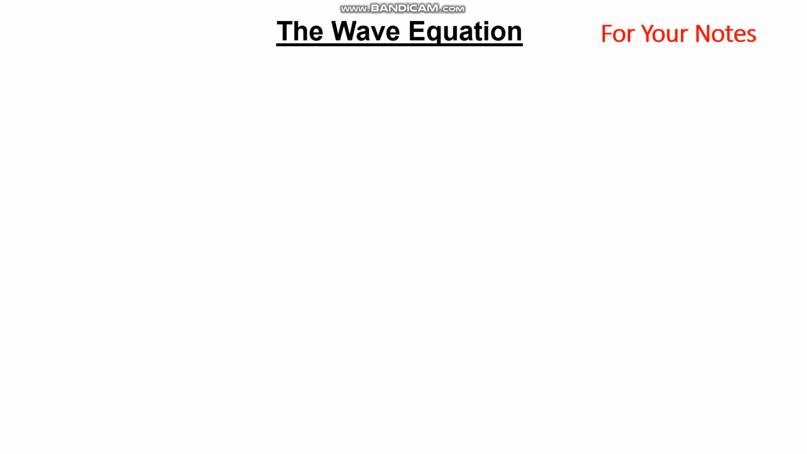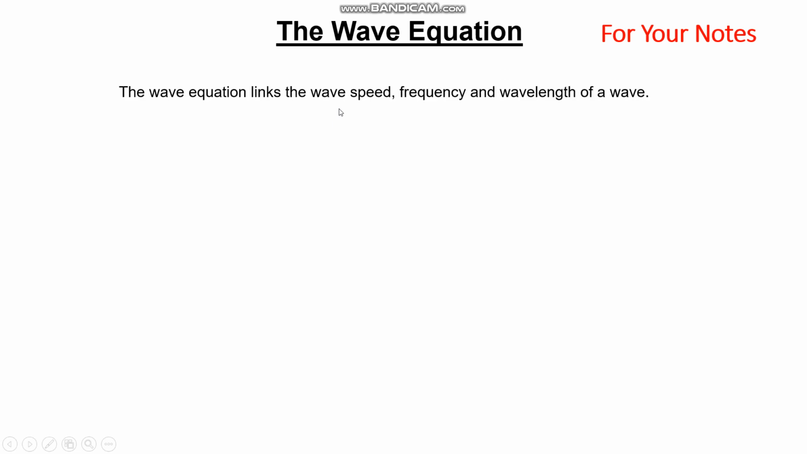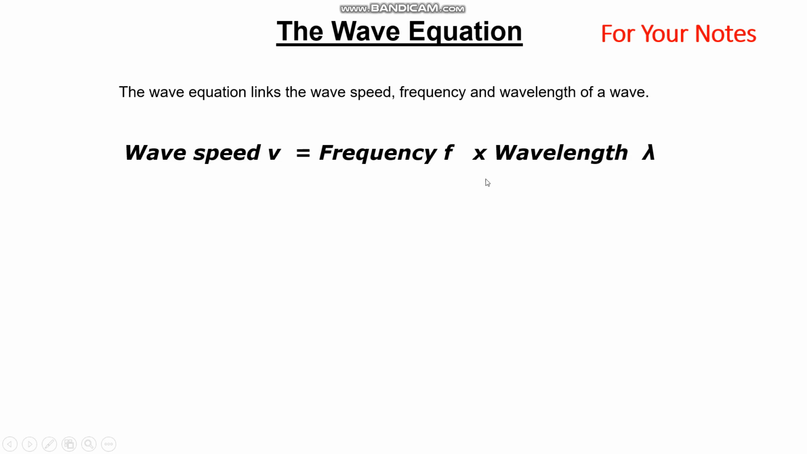Okay, this next bit of work needs to go into your notes, hence the red little notice here, and you need to have the title The Wave Equation, which is what this lesson is all about. Okay, so the first thing to realise is the wave equation links the speed of a wave with its frequency and its wavelength in a very simple equation, which you'll have to learn for the exam. Wave speed v equals frequency f times wavelength lambda.